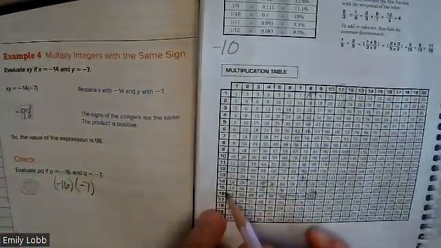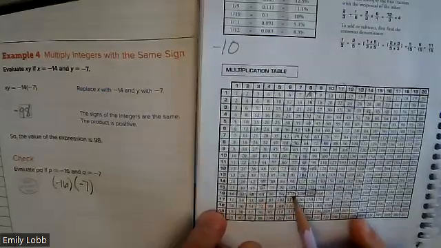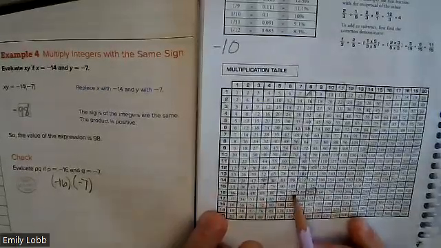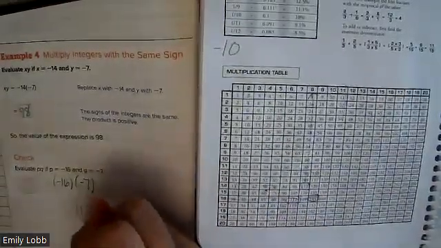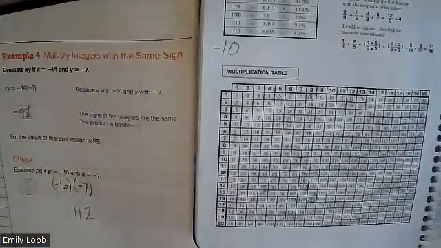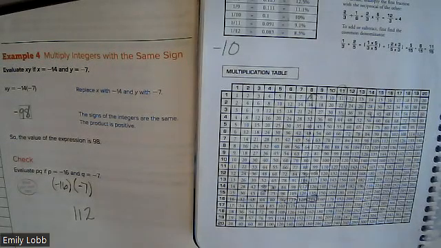16 times 7. 212. I'm sorry, 112. 2 seemed awfully high, huh? Yeah. Is it positive? Yeah. There are 2 negatives, so our rule for multiplying and dividing is that it's positive. You got it, Liam. Good job.